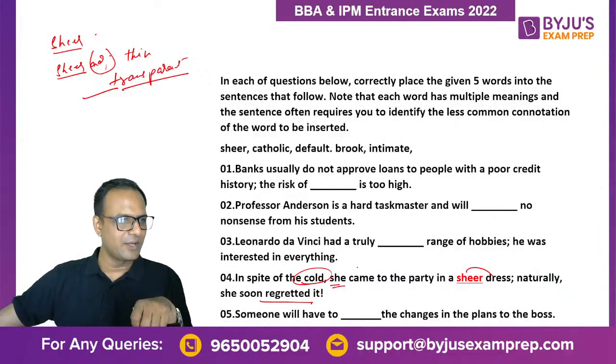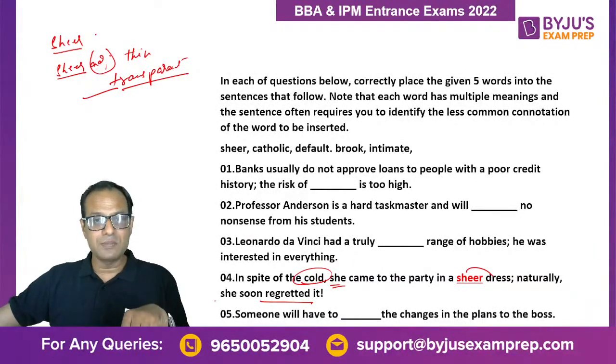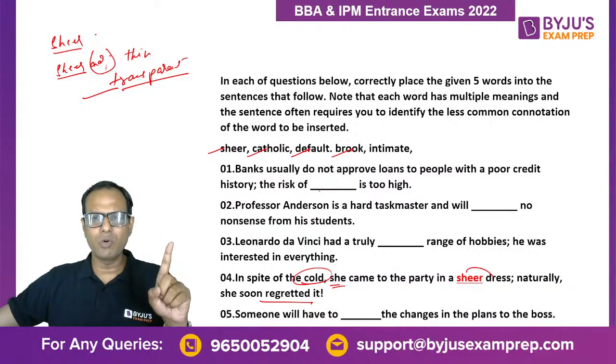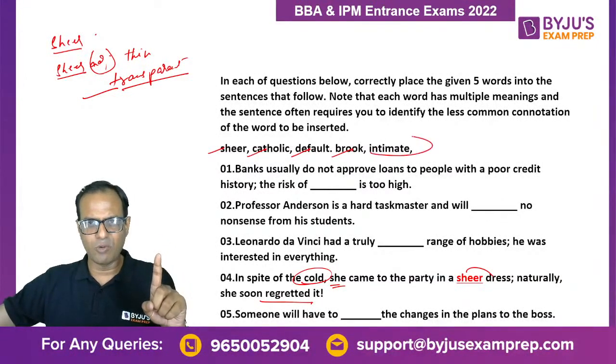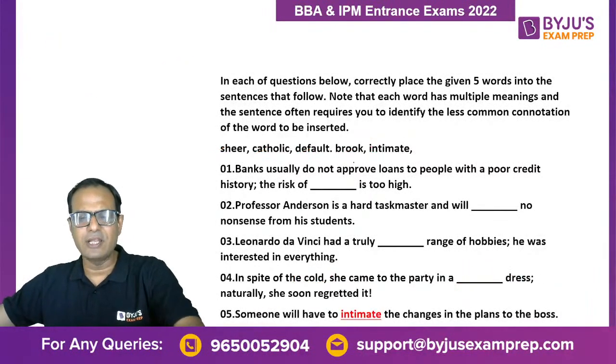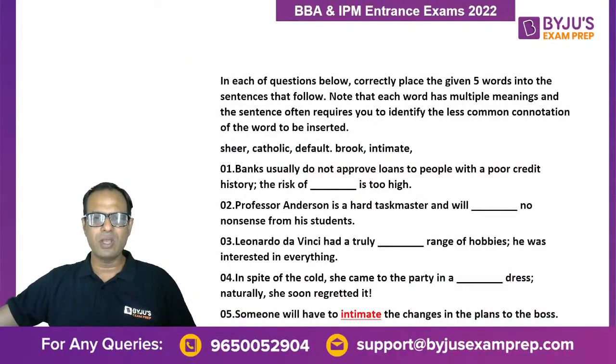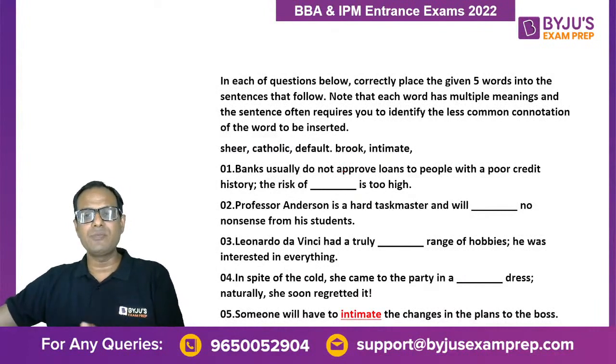All right? Okay. Now comes the fifth one. We are done with sheer. We have seen through Catholic. We have seen through default. We have seen through brook. Now we have one more word, and this is the obvious choice for the fifth one. It's intimate. Someone will have to intimate the changes in plans to the boss.